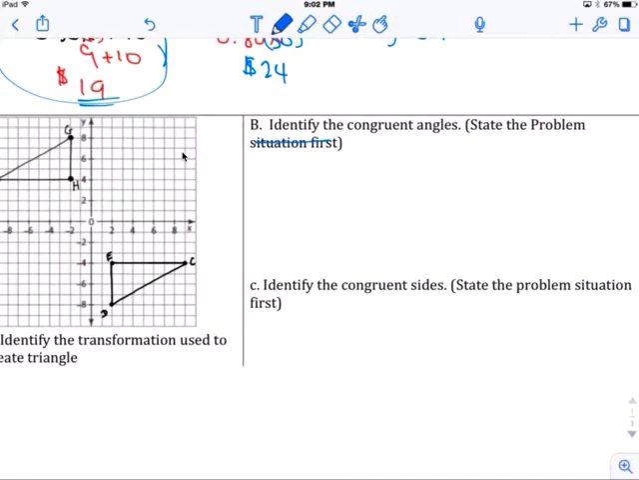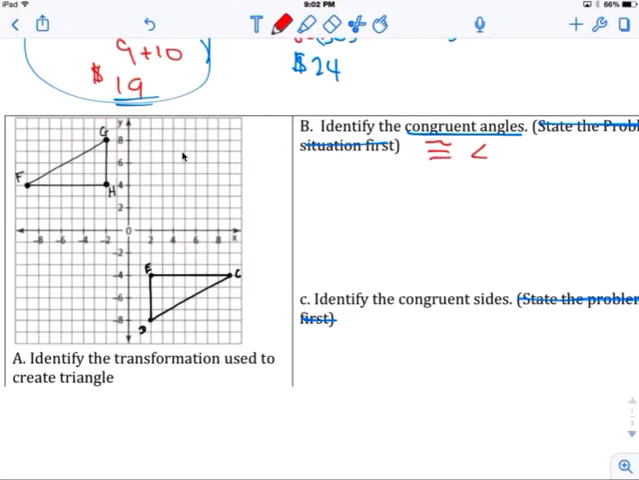You don't have to state the problem situation here. Identify the congruent angles. Congruent is this sign. Angle is this sign. Which ones are congruent angles? Let's look at F. Angle F is congruent to angle, which one here? C. This angle here, C. See how it makes that angle sign there? Okay, congruent angles, we got F and C.